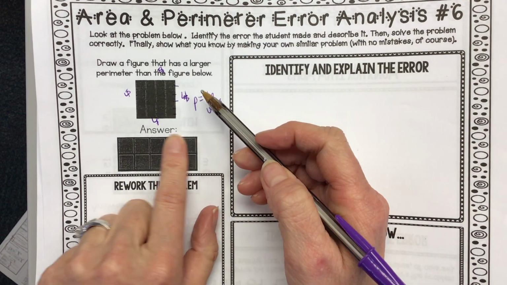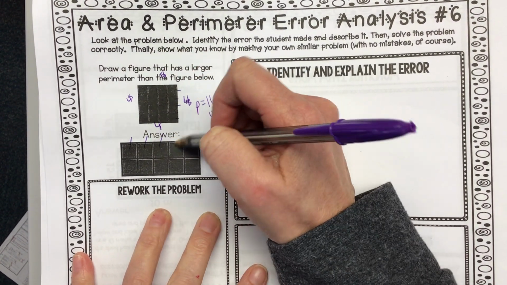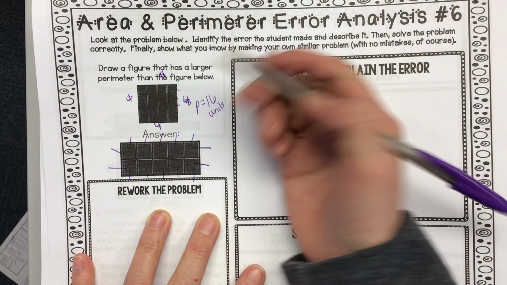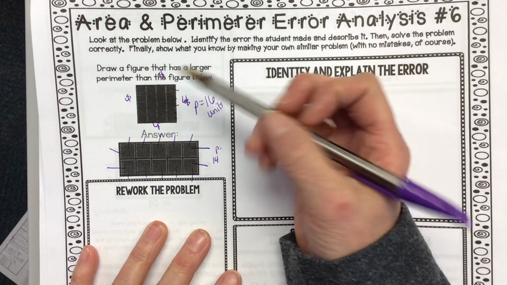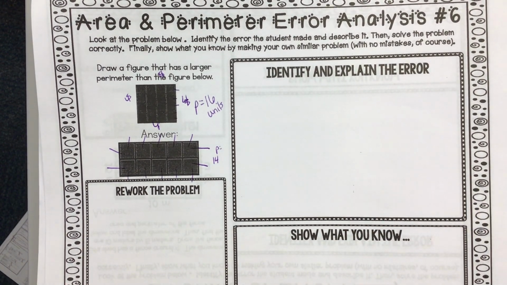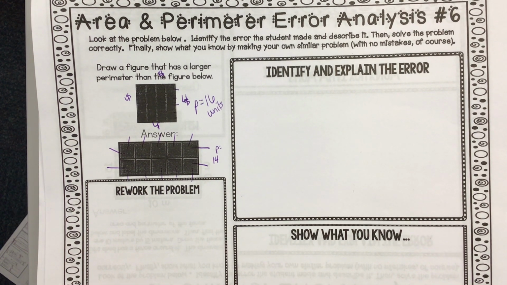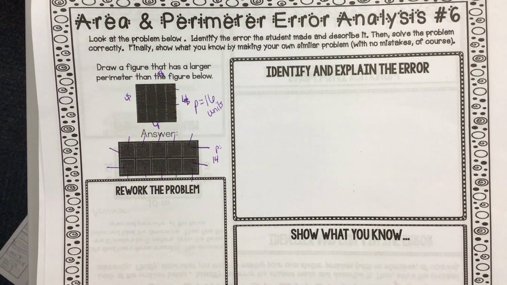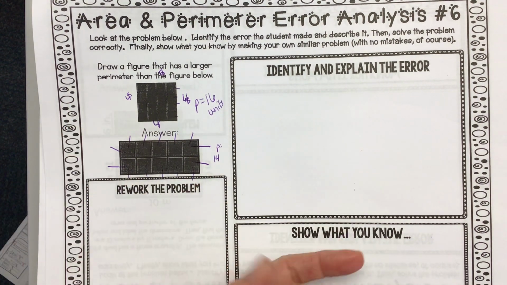Okay? So we had to draw a figure down here with a perimeter greater than 16. So 1, 2, 3, 4, 5, 6, 7, 8, 9, 10, 11, 12, 13, 14. Okay, so this person did not do it correctly. What do you think they did wrong? Can I say the name? Sure. Jameson drew a figure that was larger in size, not perimeter. Okay, Jameson drew a figure that is longer, but not larger in perimeter.